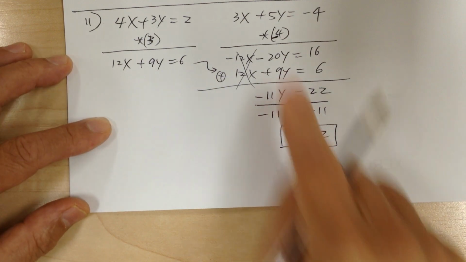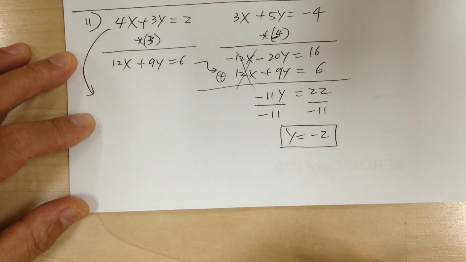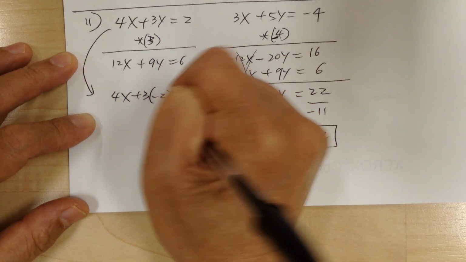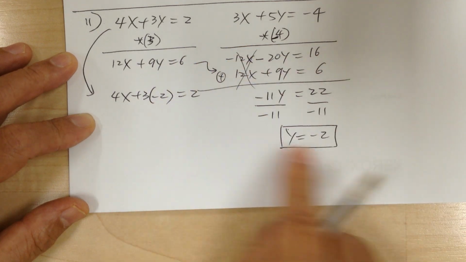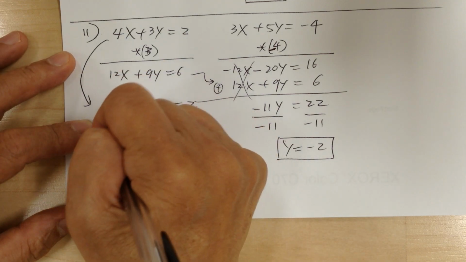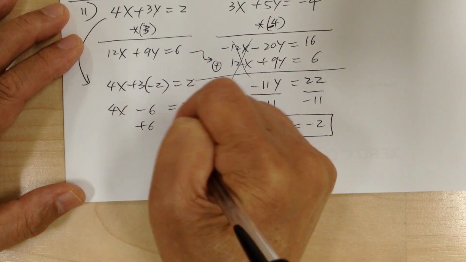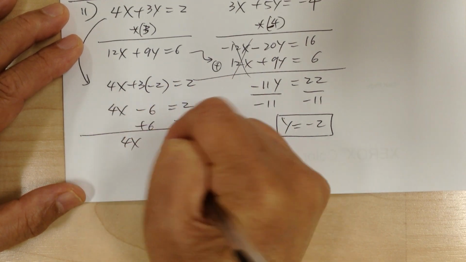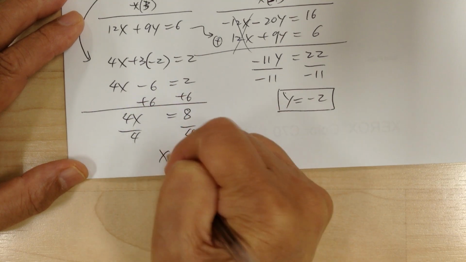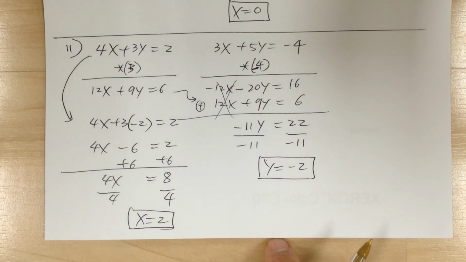Once I do that, I can use either one of the equations. Since there's a lot of space, I'm going to use this equation over here. So I got 4x plus 3 times negative 2 equal to 2. Again, whenever you substitute, put in parentheses. You will cut down a lot of careless mistakes. So you got 4x minus 6 equal to 2. So I need to plus 6 on both sides. So I got 4x equal to 8. Then divide by 4 on each side, so x equal to 2. And that's it for number 11.